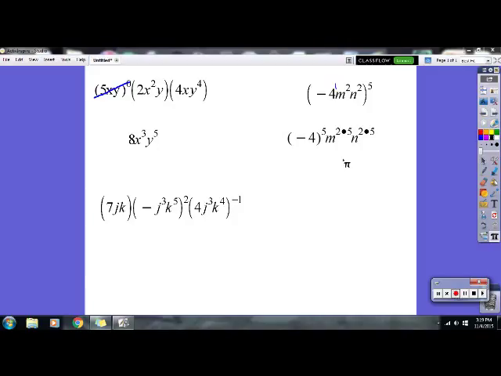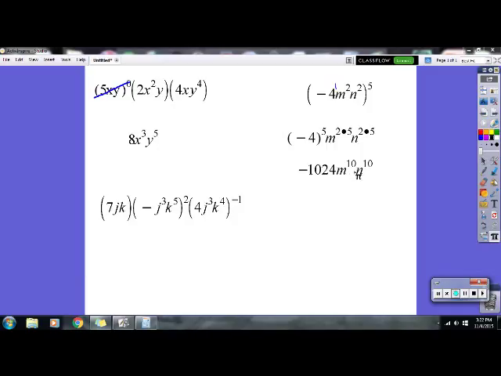I would have my negative 4 to the 5th, but make sure I have my negative 4 in parentheses. And then n would be raised to the 2 times 5, or 5th power. Same thing for n. And so if I simplify that further, I would compute negative 4 to the 5th in my calculator, and then go ahead and multiply the 2 times 5 for the m and the n. And so after I raise -4 to the 5th power and simplify those exponents, this will be my resulting simplified expression.